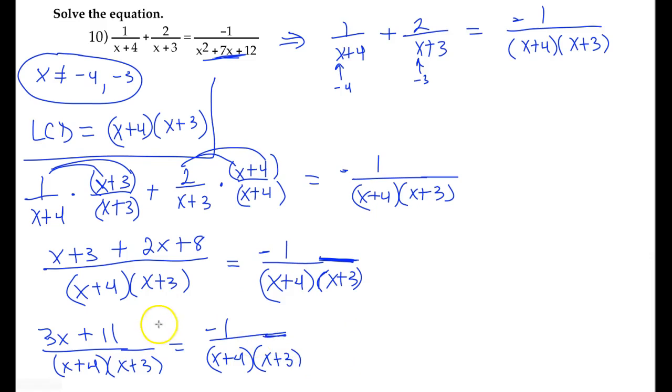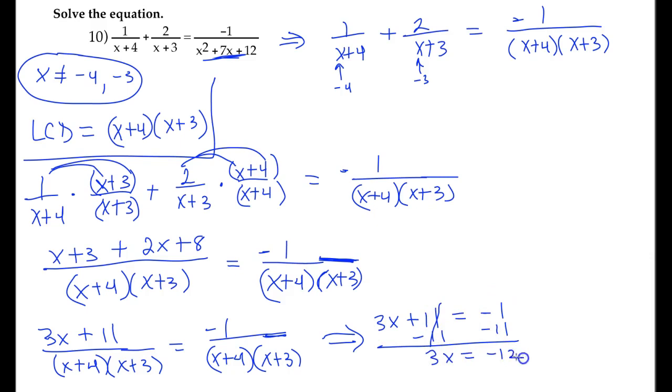Okay. Now notice that at this point in the problem, since the denominators are the same and equal, that means that the numerators have to be the same and equal. So from here, we can deduce that 3x plus 11 has to equal negative 1, and we can solve for x. So in solving for x, we can subtract both sides by 11. Negative 1 minus 11 is negative 12. We divide both sides by 3, and we end up getting x is equal to negative 4. Okay? So you see here that we have x equals negative 4 as our solution to this equation.